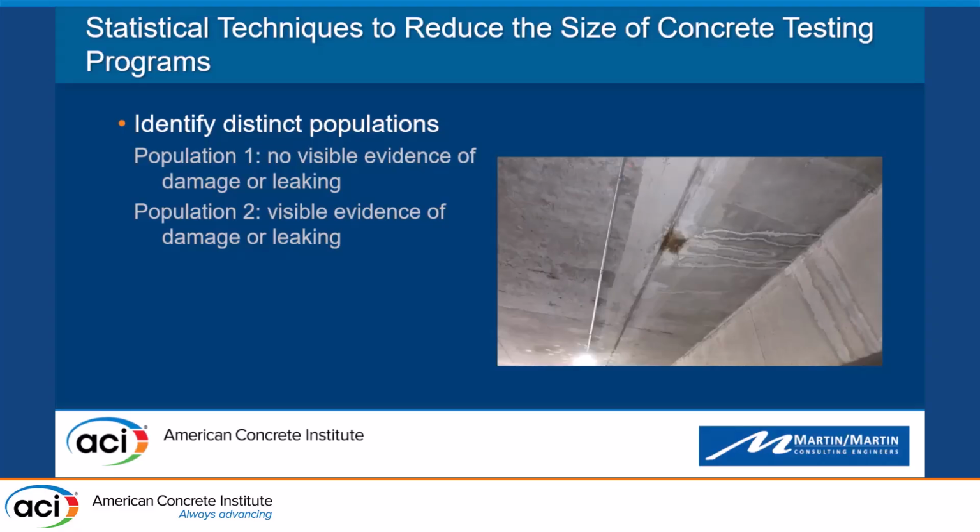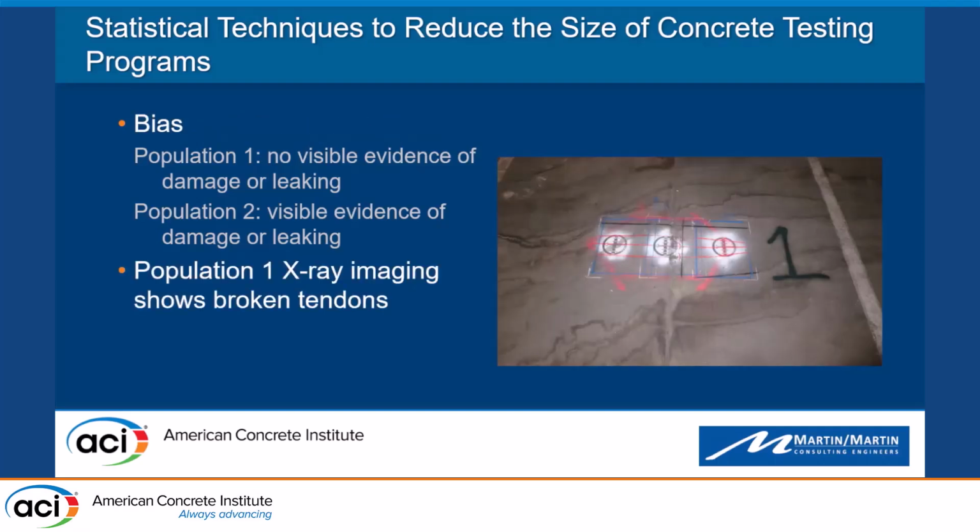So the first question was population. Are there different populations on this project? I had locations where tendons cross the construction joint and there's evidence of leaking and evidence of damage, and I have locations where there's not. And really quickly, what I saw was that that didn't necessarily correlate to damage to the post-tension reinforcing system.